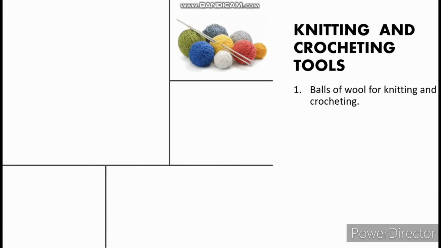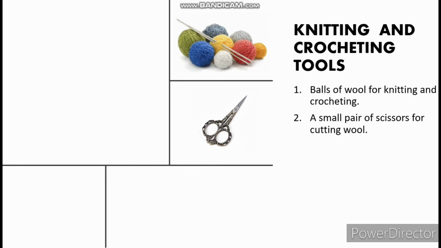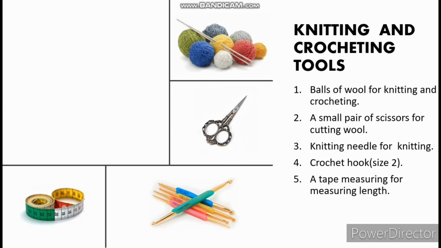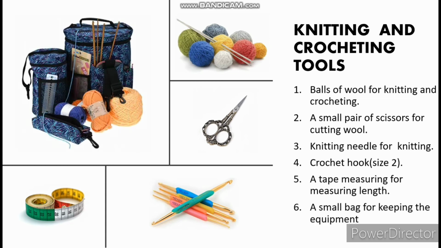Knitting and crochet tools. That is the material that you are going to use to make knitting and crocheting. One, ball of wool for knitting and crocheting. Two, a small pair of scissors for cutting wool. Three, knitting needles for knitting. You can see them in the picture. Four, crochet hook, you can make use of size 2. Five, a tape measure for measuring lengths. And six, a small bag for keeping the equipment. All these are the tools that you are going to use for knitting and crocheting.